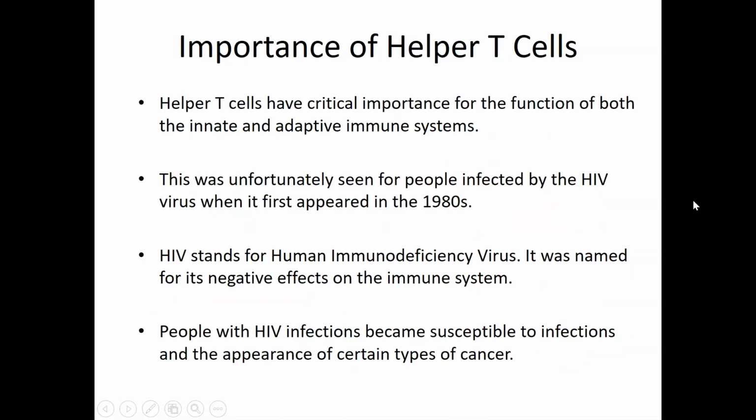All right, so the central importance of helper T cells can be illustrated, unfortunately, by what happens when people got infected by the HIV virus when it first appeared in the 1980s. When it first appeared, there was no effective treatment for it, and people unfortunately suffered greatly from it. There were a lot of deaths. And what happens during HIV infection? By the way, HIV stands for human immunodeficiency virus. So it causes, upon infection, deficiency in the immune system, and your immune system just doesn't work as well.